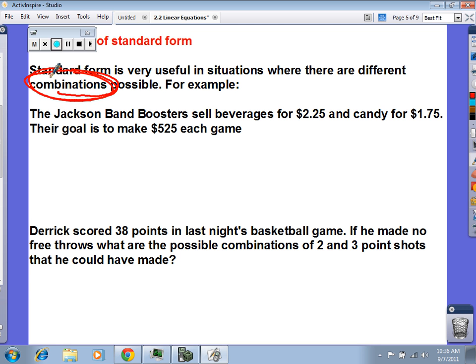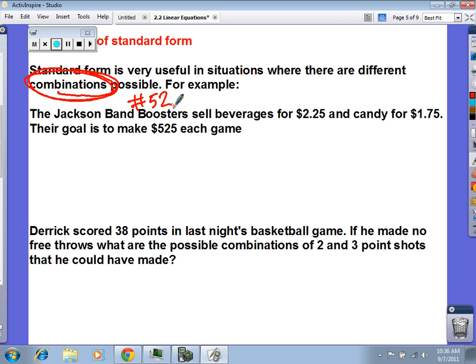The Jackson Band Boosters sell beverages. Now in your book, this is on your homework assignment. I think it's number 52 or something. So when you get to your book assignment and you come across this, go back to your notes. So they sell beverages for $2.25 and candy for $1.75. Their goal is to make $525 every game.